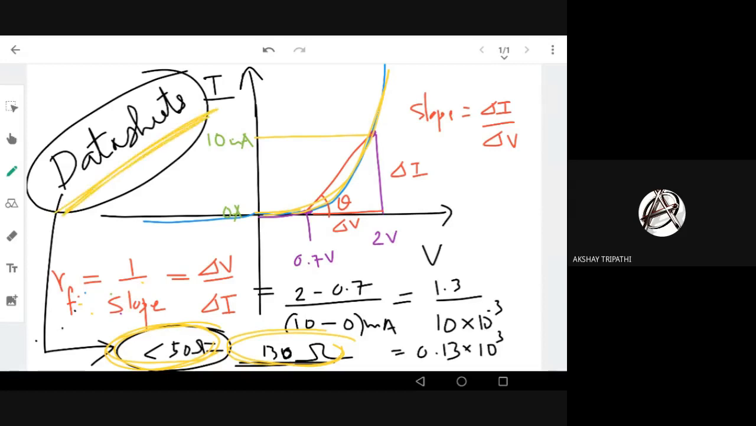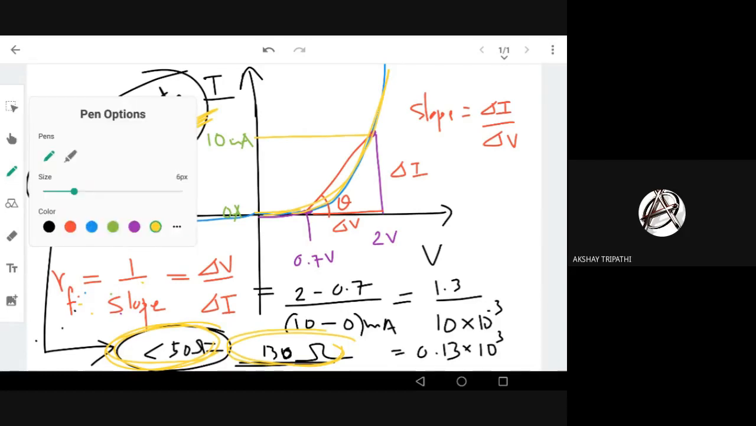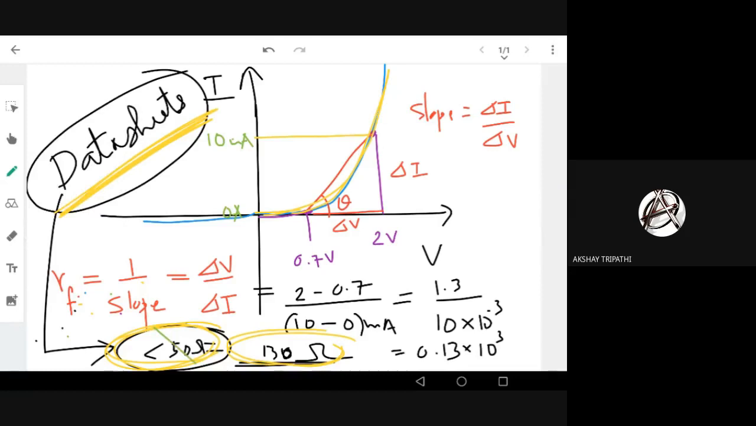So usually we have to go to the data sheets. But when all the other circuit components in our circuit are in the kilo ohm range, this resistance can be easily neglected. So this resistance of 50 ohm or 130 ohm can be neglected. Okay, so I have just shown you how to calculate the dynamic resistance of a diode.